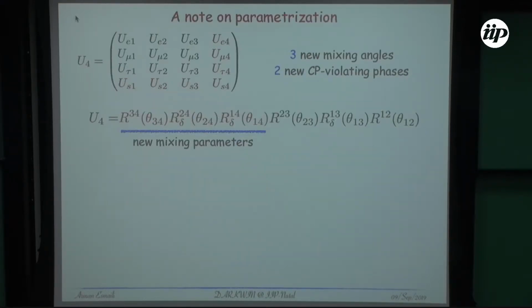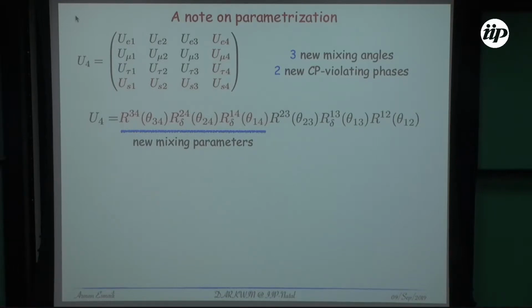So let's come back to this mixing matrix, 4 by 4, as I told you. When it's 4 by 4, you need 3 new mixing angles and 2 new CP-violating phases to parameterize the mixing. And I'm going to use this kind of mixing, which means that I'm going to put all the new mixing parameters before the standard one. In principle, you are free: you can mix them together, or you can put them on the other side.